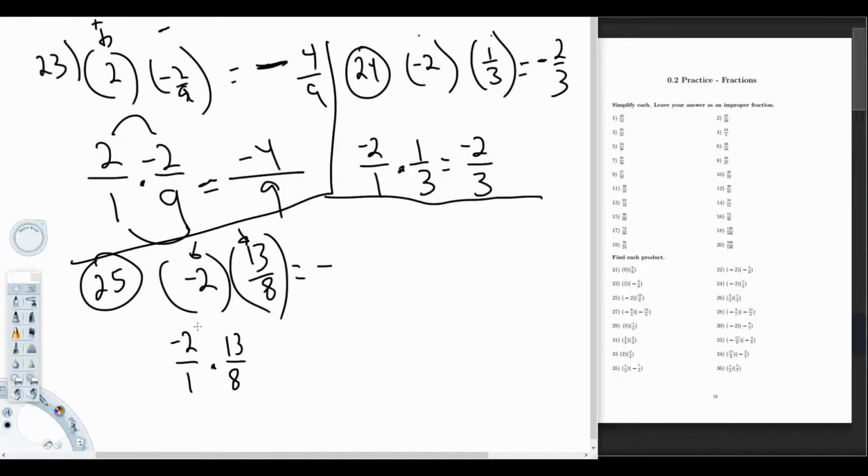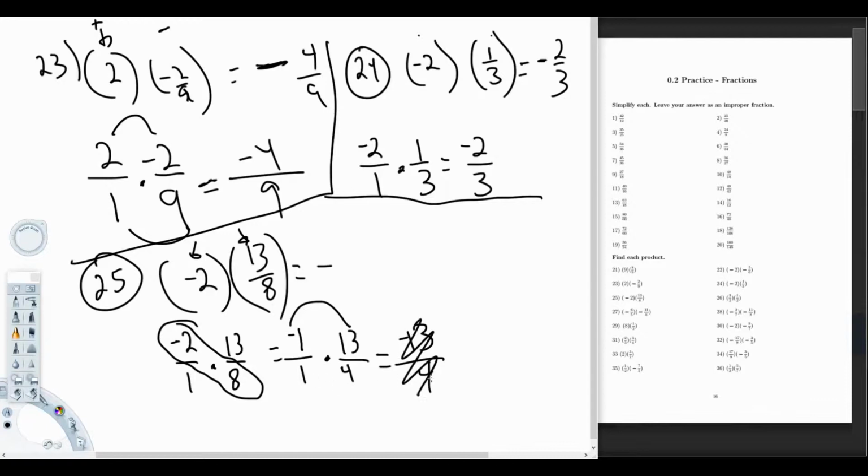Let's take a look at this. Can these two cancel out right here? This can be divided by 2 and this can be divided by 2. I think they can, so let's rewrite this. Negative 2 divided by 2 equals negative 1 over 1 multiplied by 13 over 8 divided by 2 equals 4. Equals negative 1 times 13, negative 13, 1 times 4 equals 4. That's the answer.